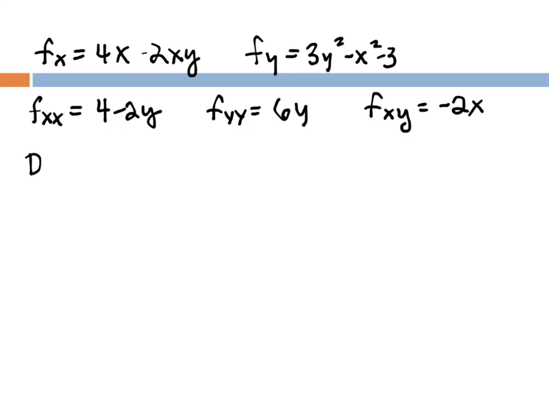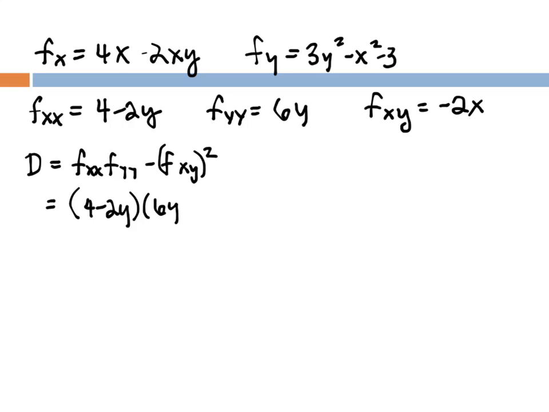Now what? Yeah, we're going to do the determinant. So the determinant takes f sub xx times f sub yy, minus f sub xy squared. You don't have to write that every time, but I just want you to know what it is so that you're remembering, since we're still new at it. All right, so f sub xx, that's the 4 minus 2y. F sub yy is 6y. And f sub xy squared is negative 2x squared.